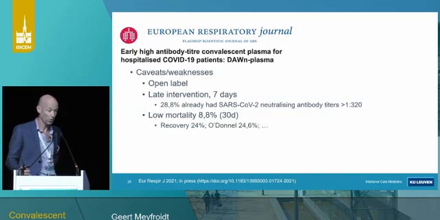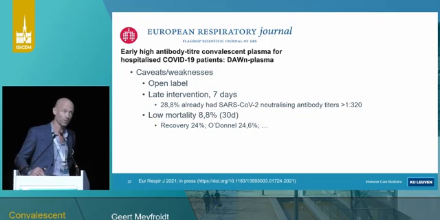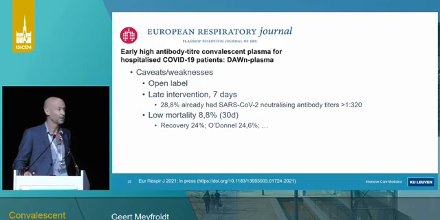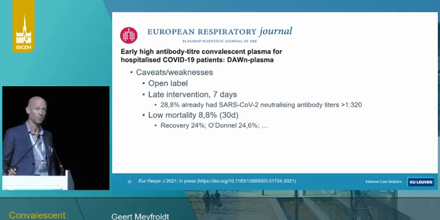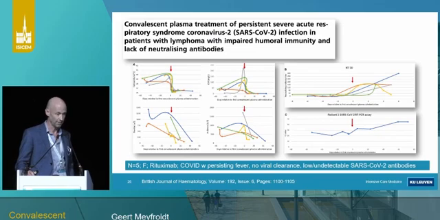Of course, this was an open label study, and even while it was early in hospitalization, it was maybe relatively late in the course, as almost 1/3 of the patients already had neutralizing titers comparable or higher than the plasma that was transfused. Mortality in Belgium for hospitalized patients was relatively low, so maybe our findings cannot be extrapolated to other settings where the mortality is higher.